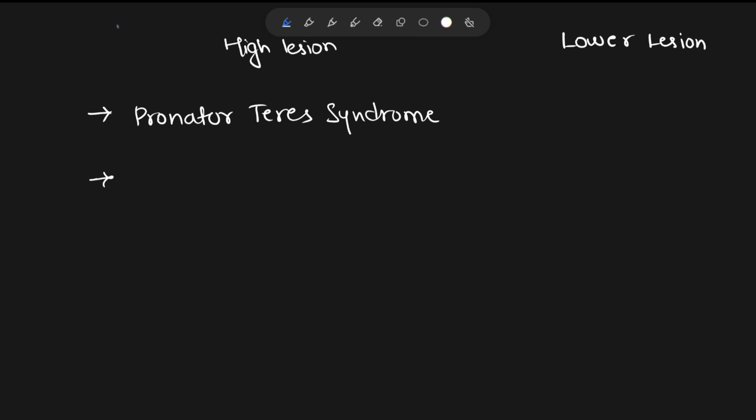Next is at the fracture level. Where can the fracture occur? Yes, the supracondylar fracture of the humerus. Okay, and then the third, Struther's syndrome.